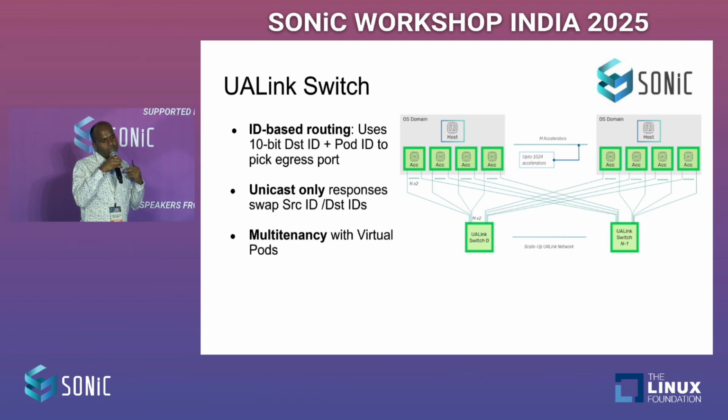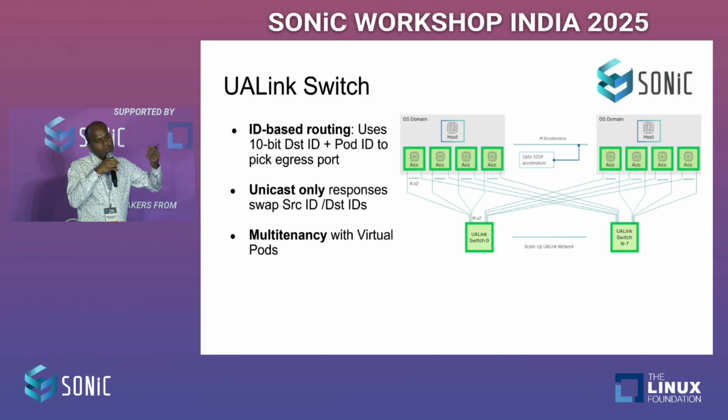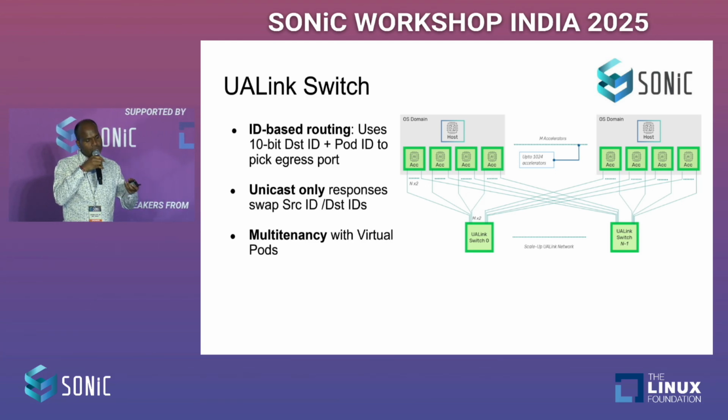Currently the UALink switch supports only unicast messages. That means one accelerator can talk to another accelerator, but not in a multicast fashion. As we saw earlier, you can logically segregate the accelerators and switches together and create one virtual pod. This virtual pod gives us the benefit of multi-tenancy, where one tenant who is trying to run his AI job can use this virtual pod to achieve his functionality. And like that, we can support multiple tenants at the same time by using this virtualization concept.